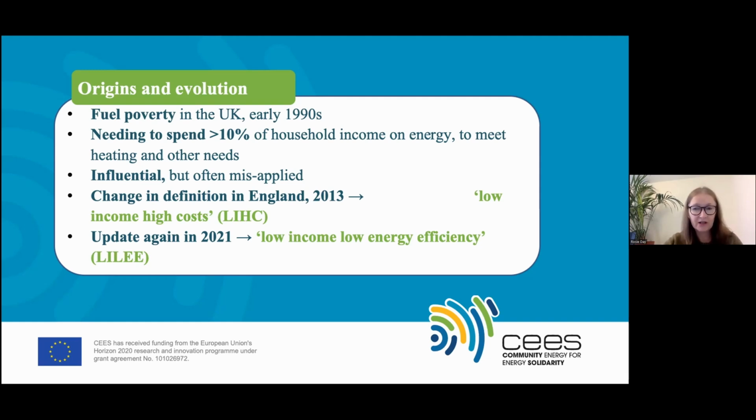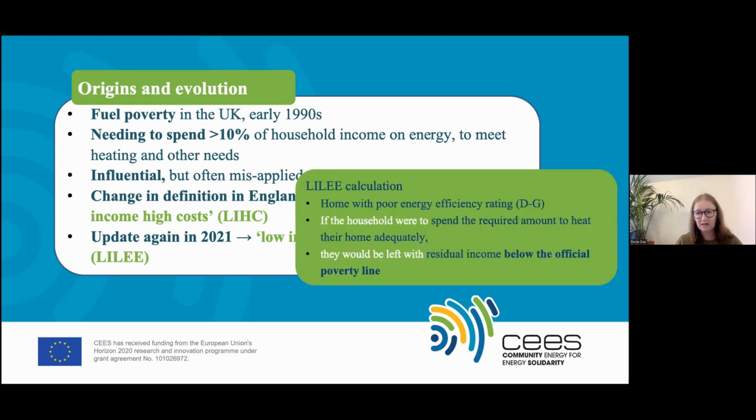There's actually been changes in definitions in Britain since then. It's got a little complicated because of England and Scotland and Northern Ireland doing different things. It changed to the low income high costs indicator in 2013, and more recently it's been updated again. So this is the current definition that we use in England. I'm just going to minimize this window here so you can see it.